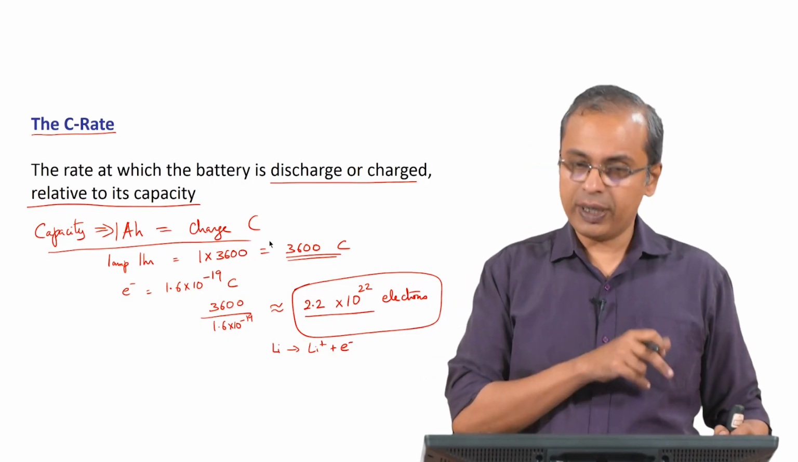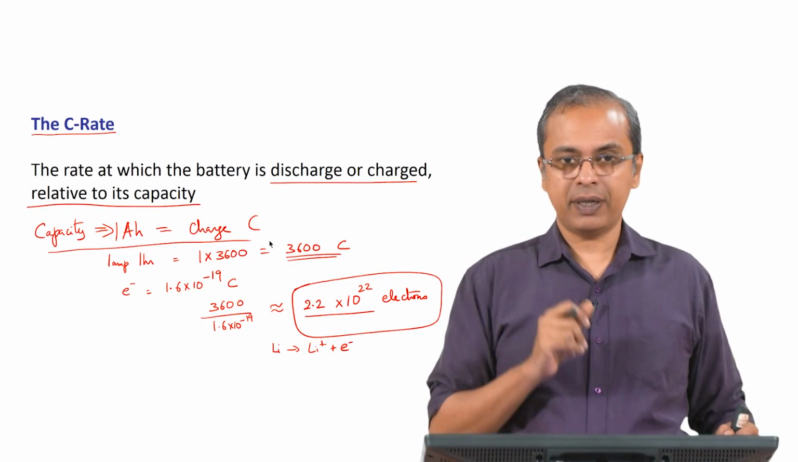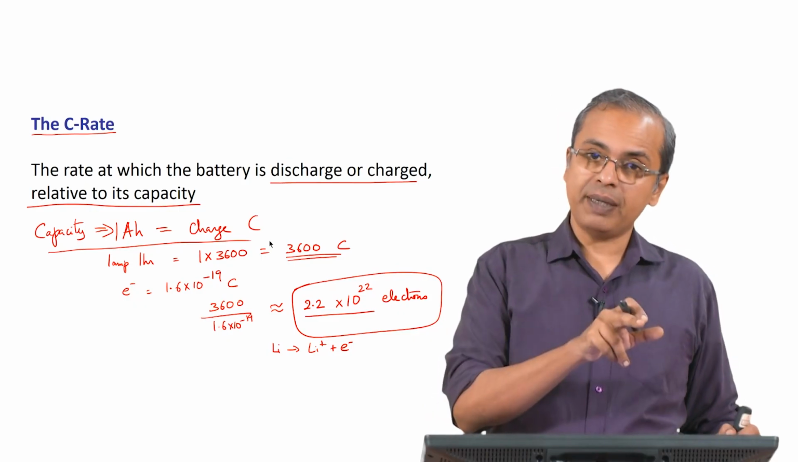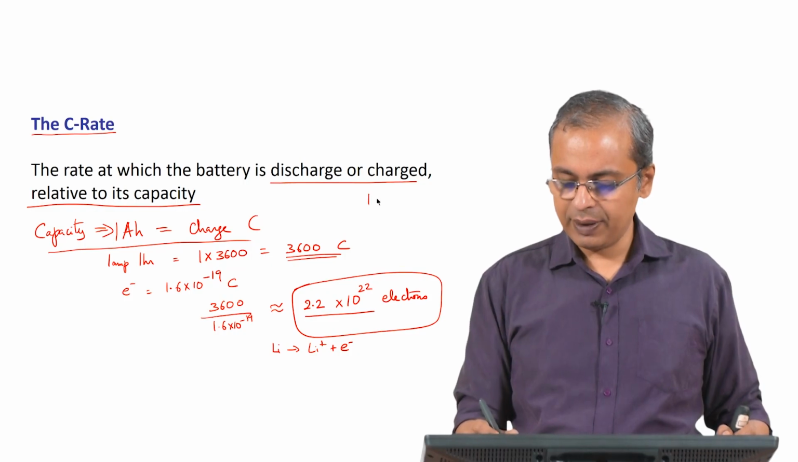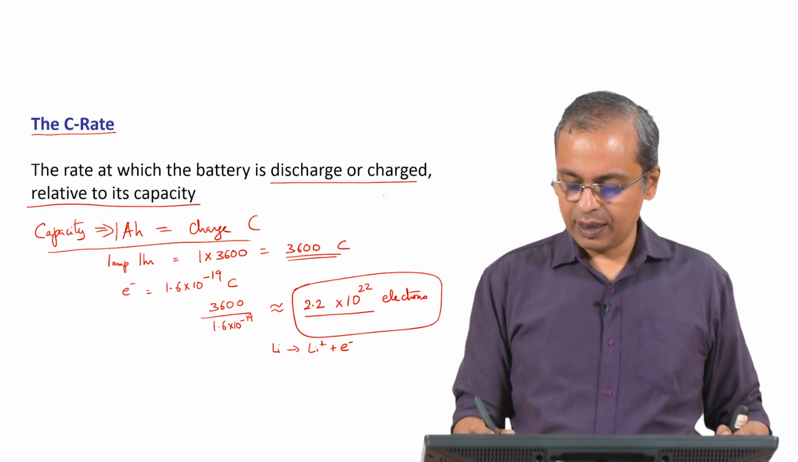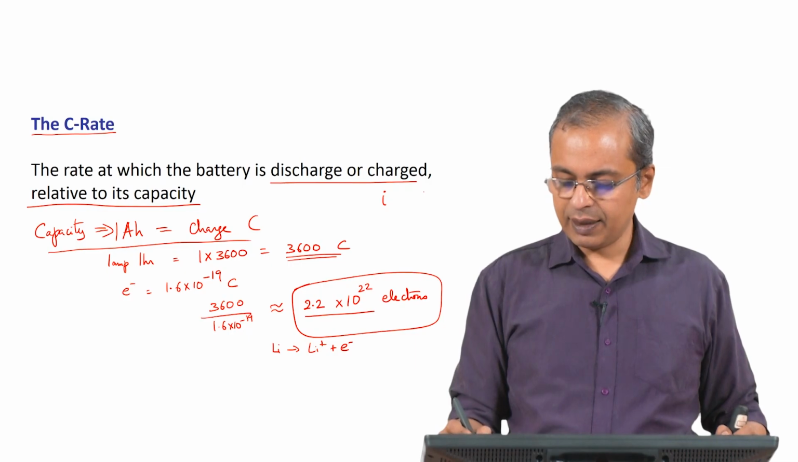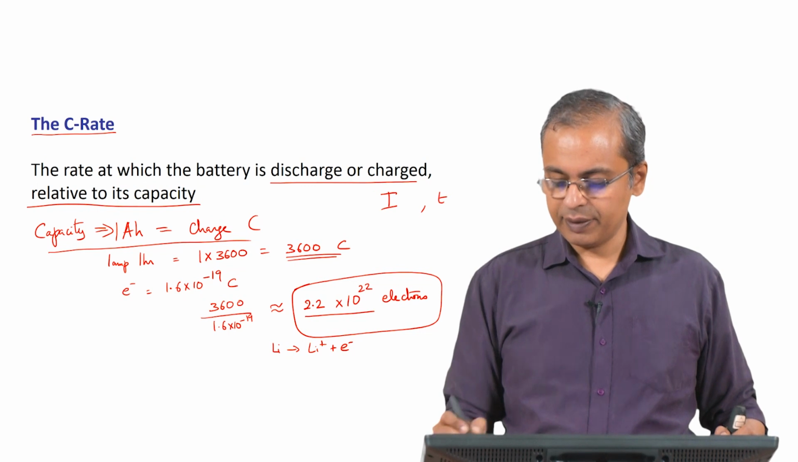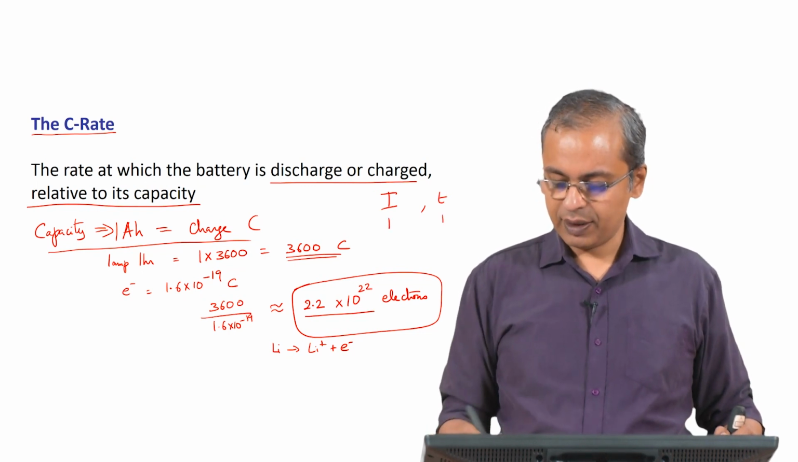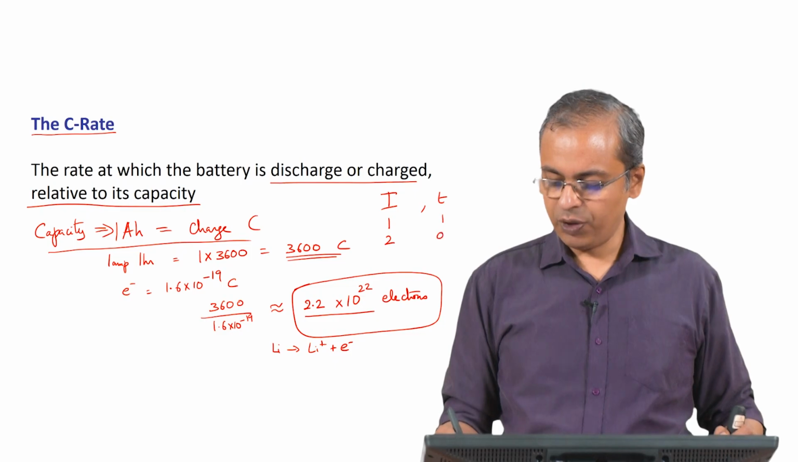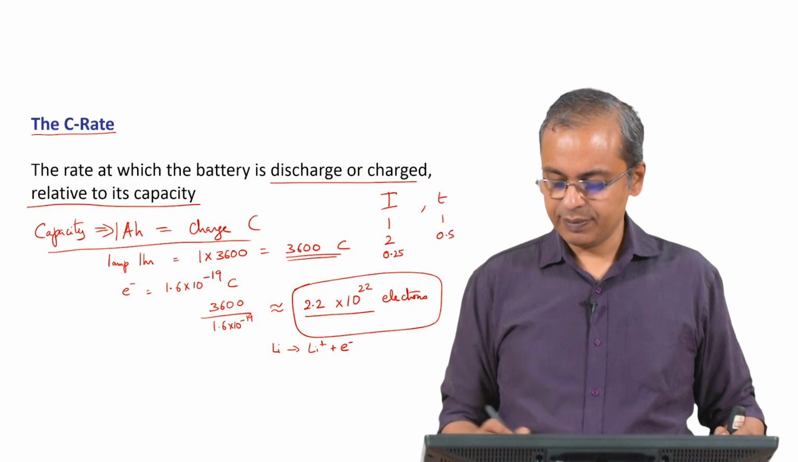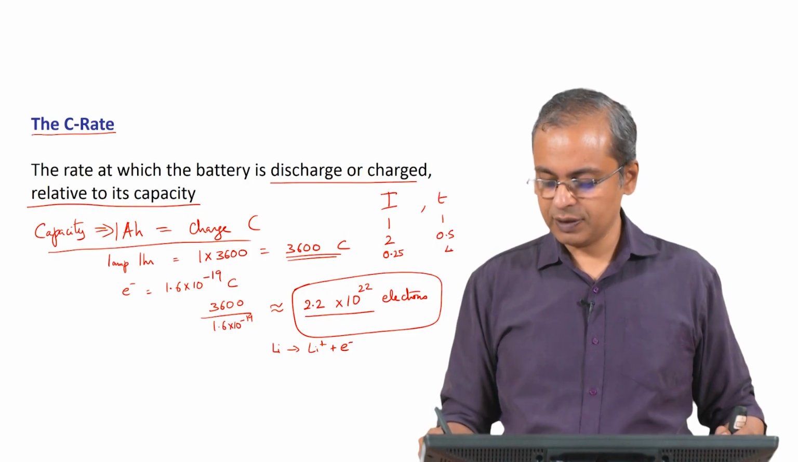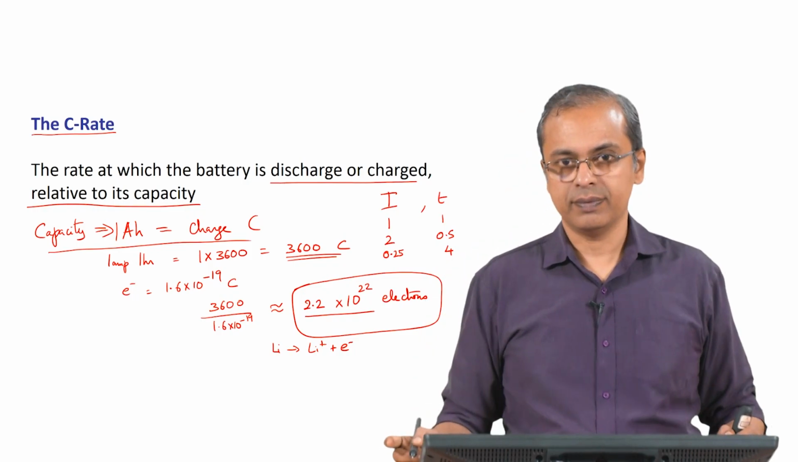Now as I mentioned, you can draw 1 amp for 1 hour, and that is 1 ampere hour. You can also draw 0.5 amps for 2 hours, that will also be 1 ampere hour. So we have various combinations here. If I write current, capital I, here and time here, I can have 1 amp for 1 hour, 2 amps for 0.5 hours, or 0.25 amps, and in that case this will last for 4 hours, so that the product is always 1, right.